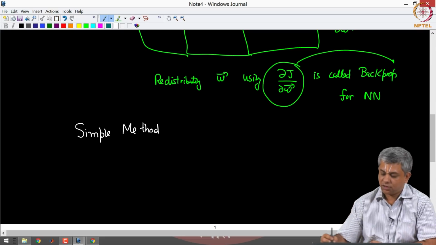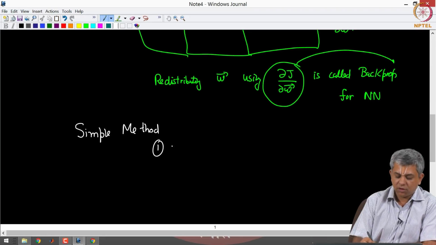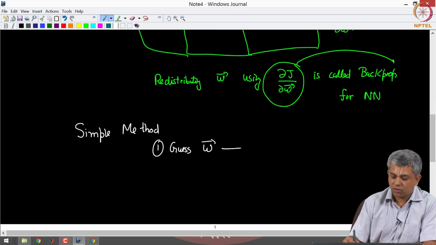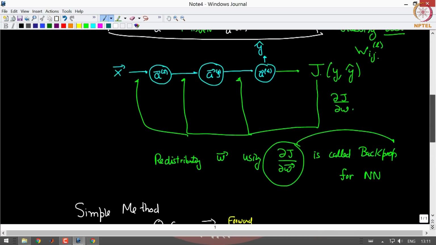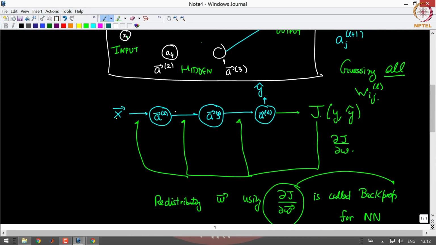It is like this: you guess W, do a forward pass. What does a forward pass mean? For a given x, put those W's, calculate y hat, that is what a forward pass means. Okay, remember this, that is why we call it a feed forward neural network. So, the forward pass is simply going from x using some W to y hat.